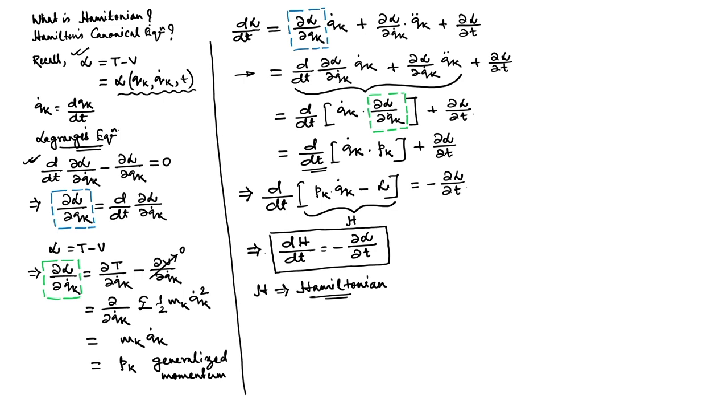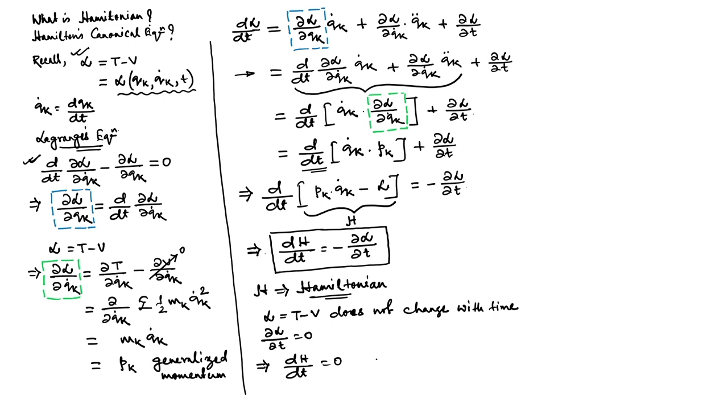Now, if we consider a system where L is what? L equal to T minus V, and L does not change with time. So, we consider a system where L does not change with time. In that case, what will happen? Obviously, the right hand side. So, if we differentiate L with respect to t, because it does not change, so it will be 0. Or in other words, it implies that this quantity is equal to 0, right.